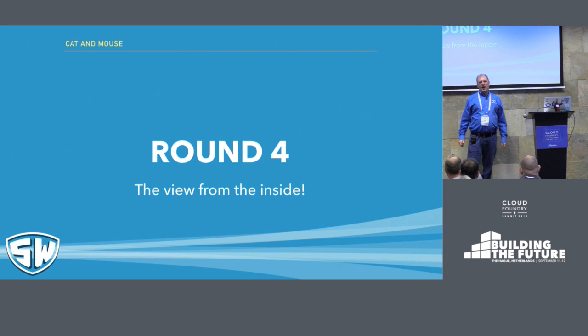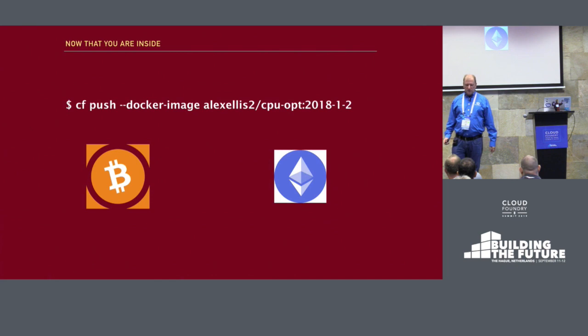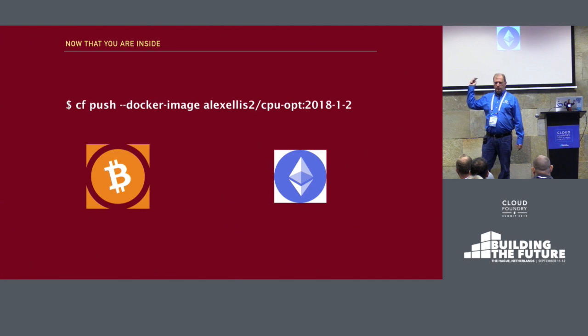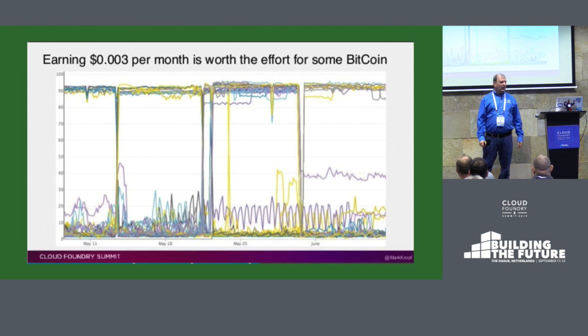So the most common first attack is going to be just, hey, push up a Bitcoin miner. Easy money, right? No problem. There's four or five of them, you know, already on Docker Hub for things that are more CPU friendly. And this has been around for a long time.